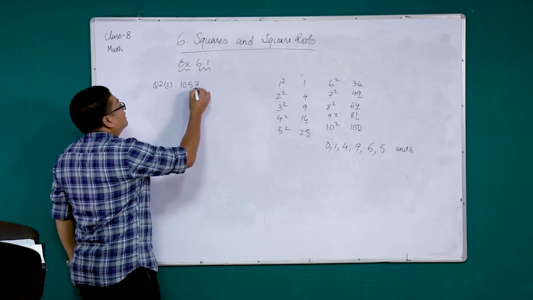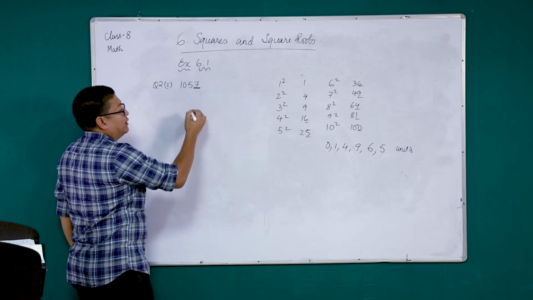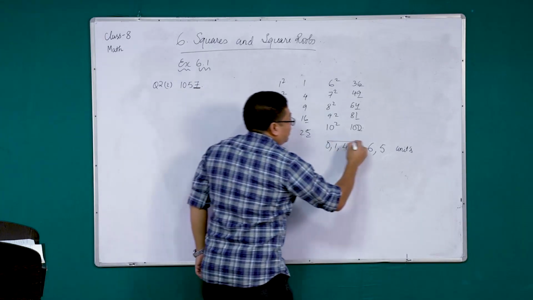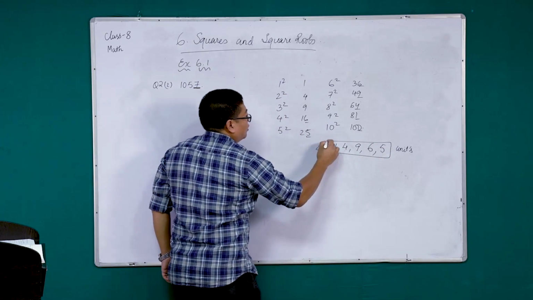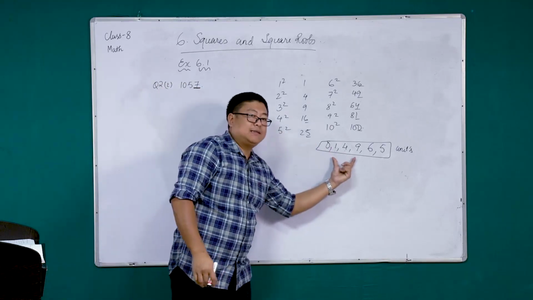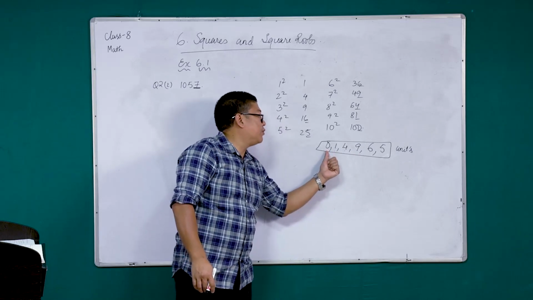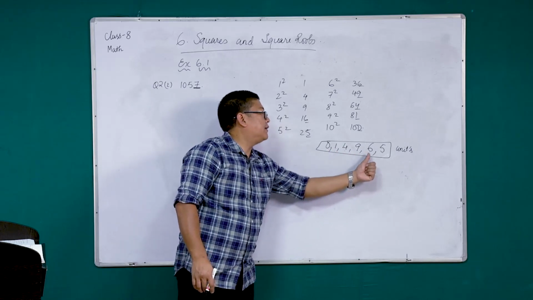Now look at the last number, the units place number, that is 7. For a number to be a square, let's go back to the property. For a number to be a square, the number in the units place should end with 0, 1, 4, 9, 6 or 5.